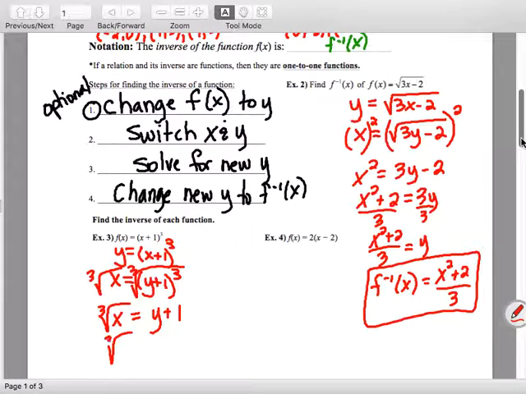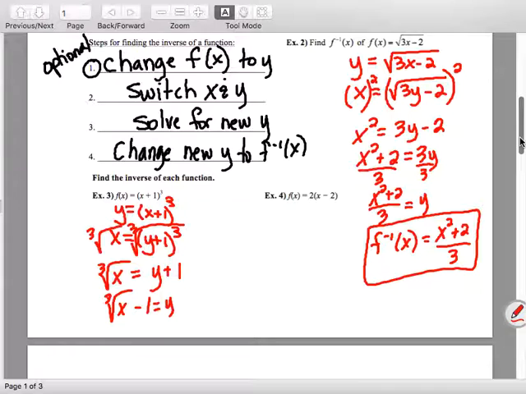Now I just subtract 1. Notice, the minus 1 is not under the cube root, okay? So let me tidy this one up, and I'm going to replace the y with f inverse. That's step 4. So f inverse of x equals the cube root of x and then a minus 1.